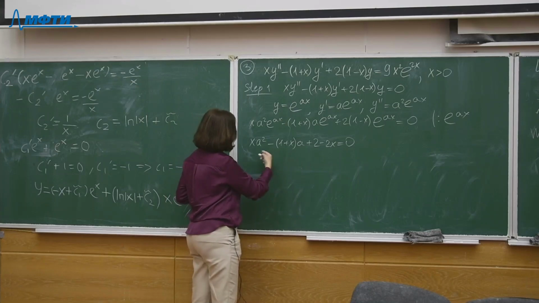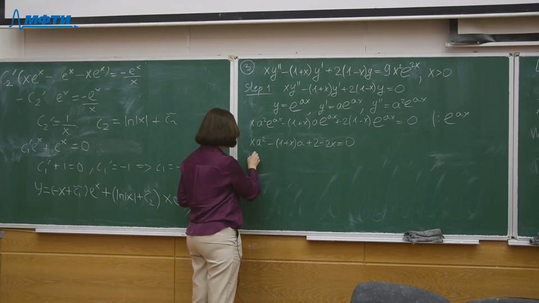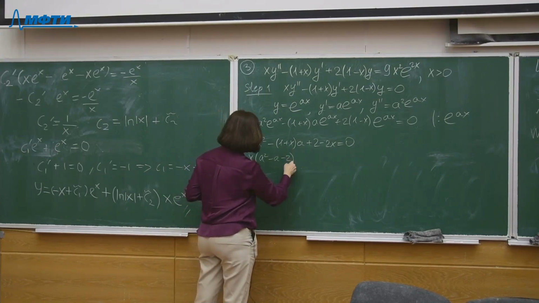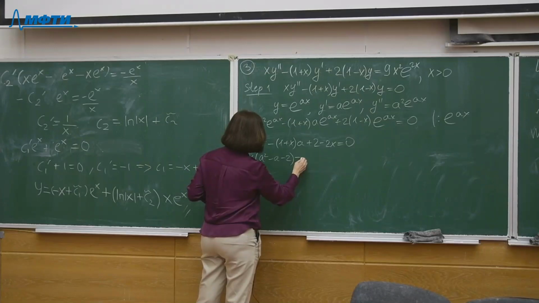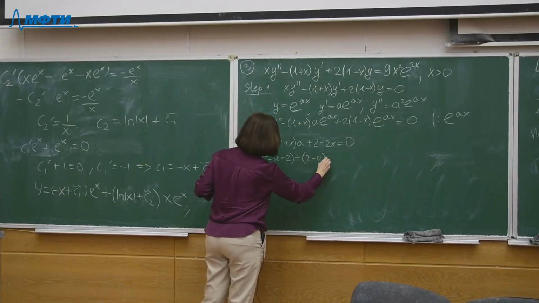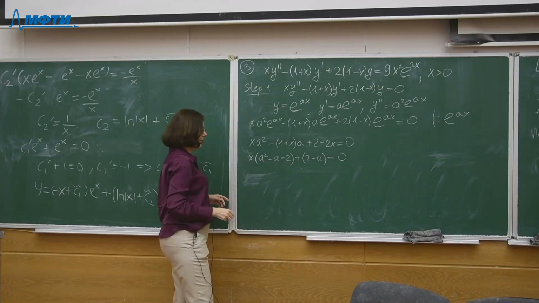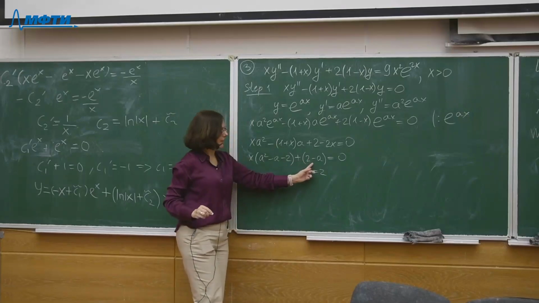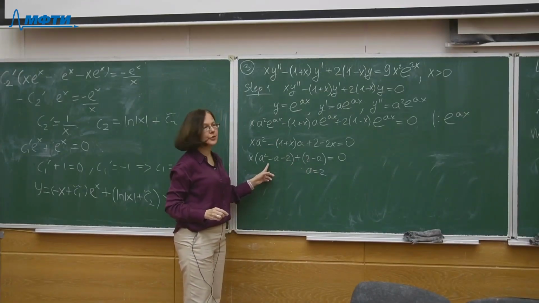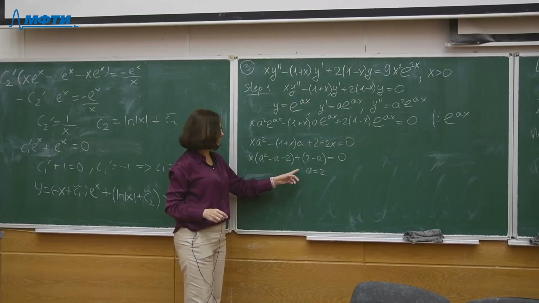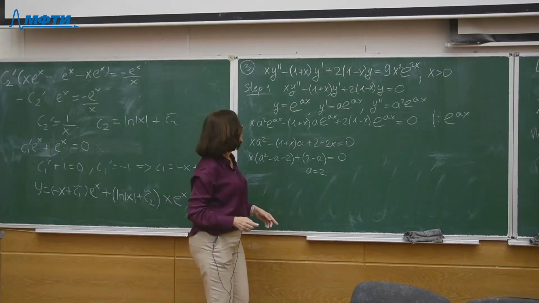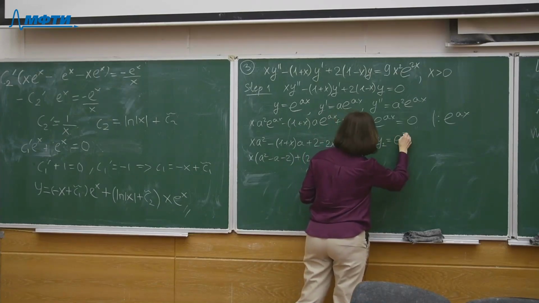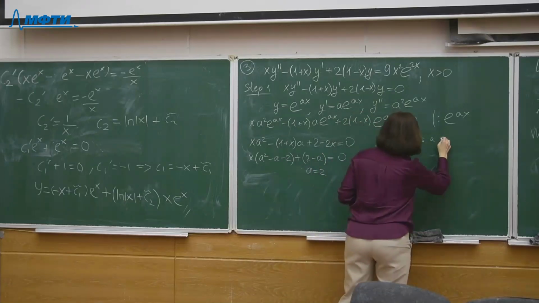Okay, so we should open the brackets and regroup this. X multiplied by a squared minus a minus 2, and minus, so plus 2 minus a must be equal to 0. And if a is 2, then this coefficient is 0, and also this coefficient is 0. So a equals 2 is a solution. And we can see that the function y1, which is equal to e to the power 2x, is a solution.